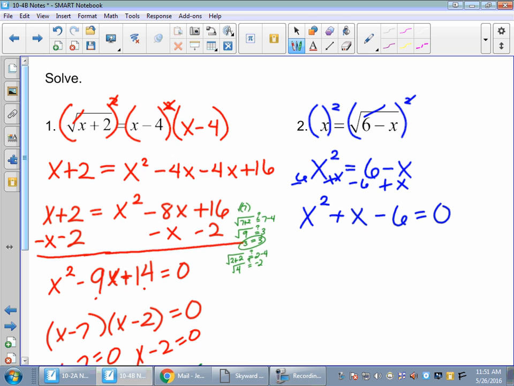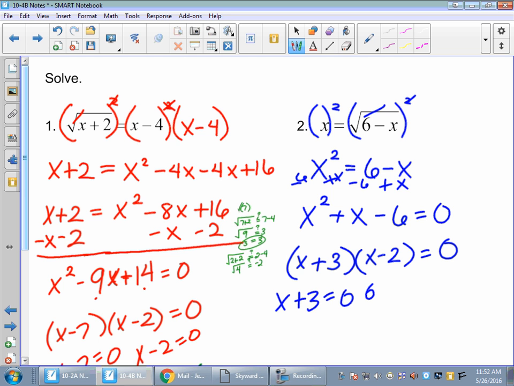What multiplies to give me negative 6 and adds to give me 1? Negative 6 and positive 1. And so that's going to be 3's and 2's. It's going to be a positive 3 and a negative 2. That equals 0. When you multiply a positive 3 and negative 2, it gives you negative 6. And when you add them, you get a positive 1. Using ZPP, x plus 3 is equal to 0, or x minus 2 is equal to 0. Therefore, x is equal to negative 3, or x is equal to 2.